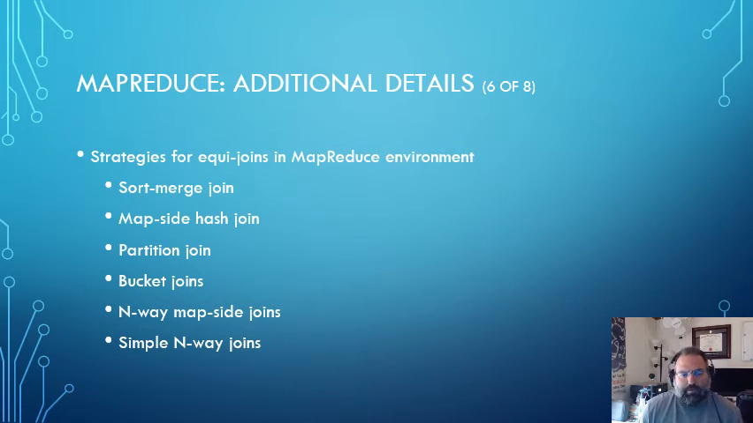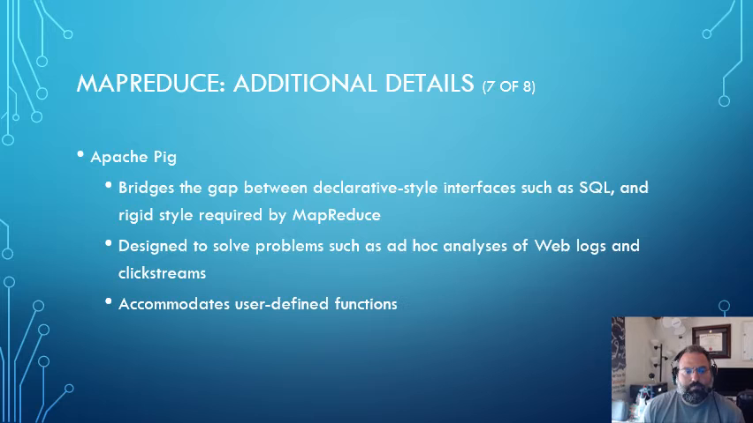Equijoins are a challenge inside of MapReduce. These are some various strategies that are used to address those, things like merge sort, map side, hash join, partition join, bucket joins, n-way join, n-way map side joins, and then simple n-way joins.